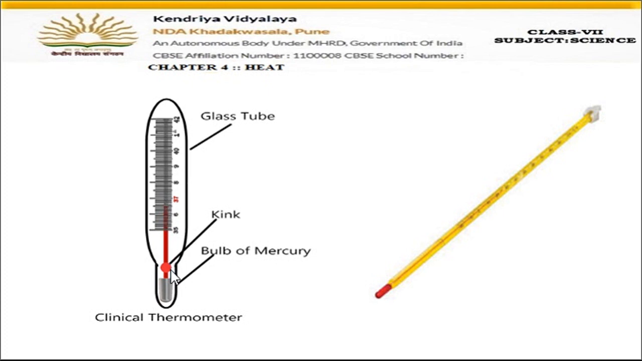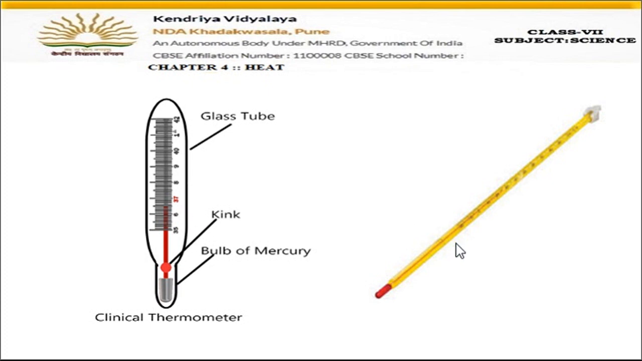I repeat again what the kink does. This kink will stop the sudden fall of the mercury back to the bulb of the thermometer. Because of this we can easily note the temperature on the thermometer. So the thermometer has a bulb in which mercury is filled, then a long narrow tube made up of glass, then some markings with numbers labeled, which we'll discuss in the next slides.